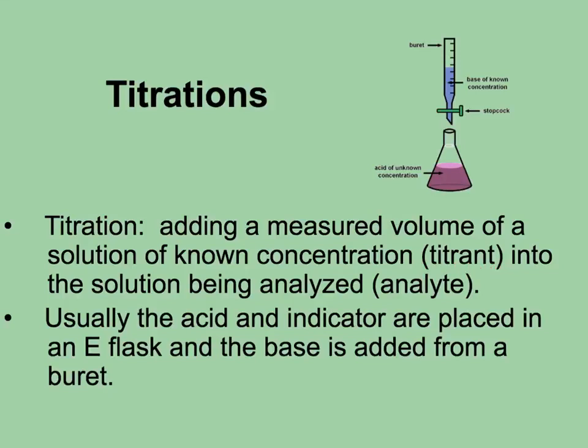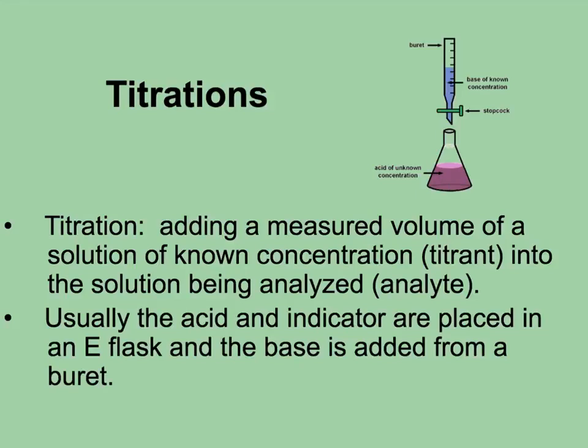Now, usually, I'd say 95% of the time, not 100% of the time, but 90 or 95% of the time, the acid goes in an Erlenmeyer flask. Now, we use an Erlenmeyer flask so that we can swirl it easily without it splashing outside. So a beaker would not be very good for a titration.